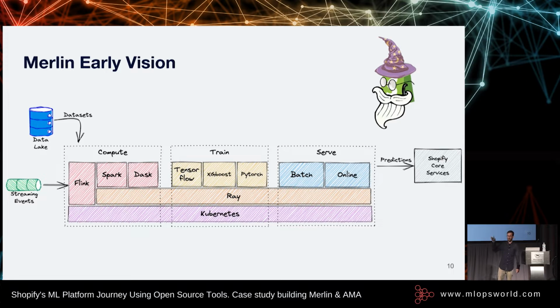The predictions that come out of it can go into the Shopify core services that are user-facing. And then this whole workflow and this whole system runs on top of Kubernetes as the infrastructure level, and on top of Ray for the distributed computation to allow us to scale up and use different integrations and libraries on top of it.